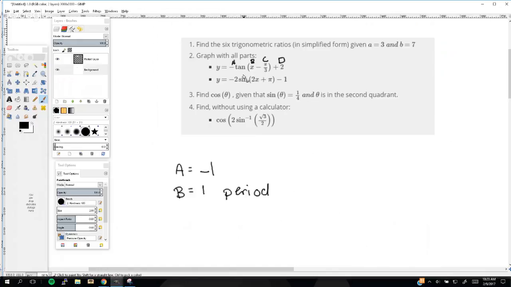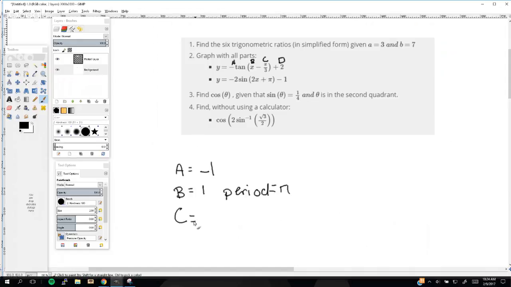Isn't the period for tangent only pi though? I thought it was. I don't remember. Okay, one sec. I'm just going to look back at my notes real quick. Because I feel like it was different for tangent. Oh yeah, okay. So the period for tangent and cotangent is just pi. Okay, period equals pi.